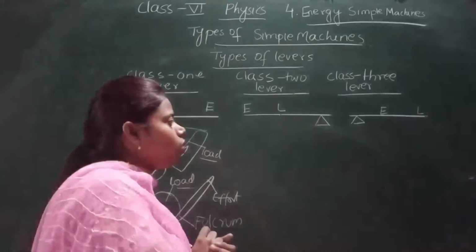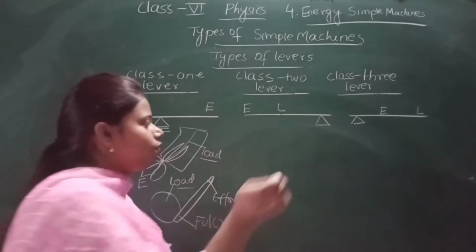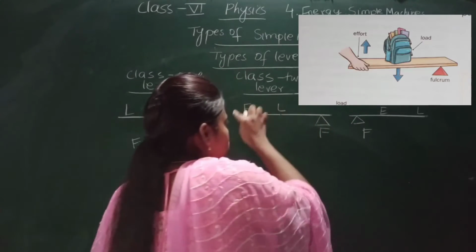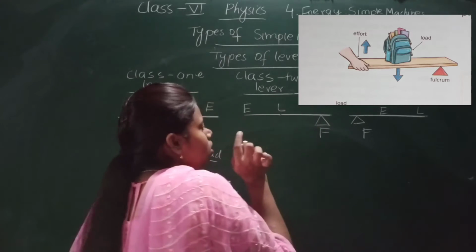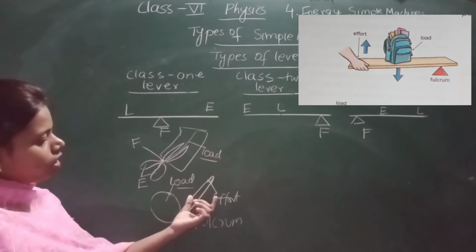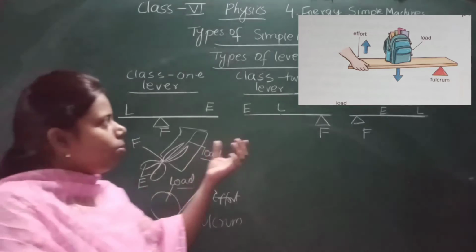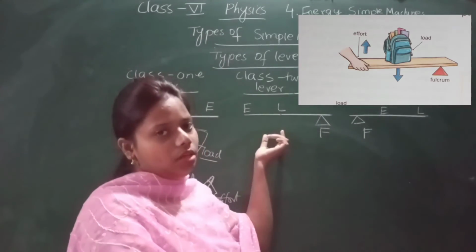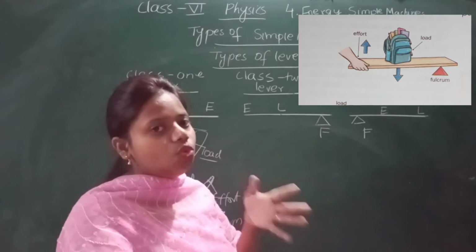In class 2 lever, the load will be in the middle of the effort and the fulcrum. This one is the fulcrum. So in class 2 lever, your load will be in the middle. We have seen that in class 1 the fulcrum was in the middle, between the effort and the load. In the same way, in class 2 lever, the fulcrum will not be in the middle; the load will be in the middle. Wherever you see that the load is in the middle, that means it is a class 2 lever.